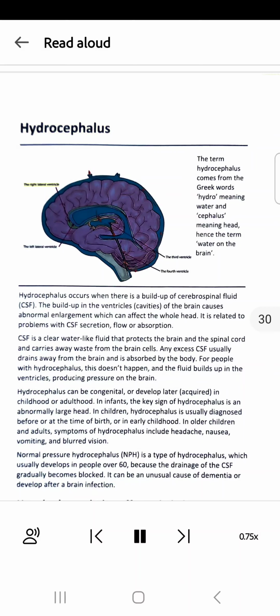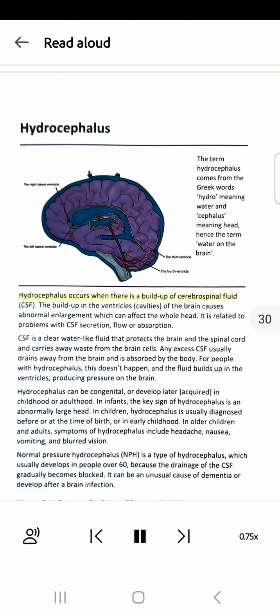Hydrocephalus, the right lateral ventricle, the left lateral ventricle. The term hydrocephalus comes from the Greek words hydro, meaning water, and cephalus, meaning head, hence the term water on the brain. The third ventricle, the fourth ventricle.